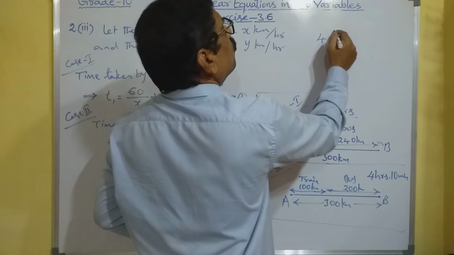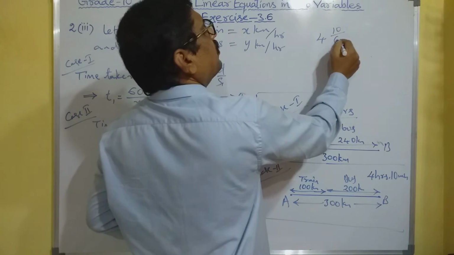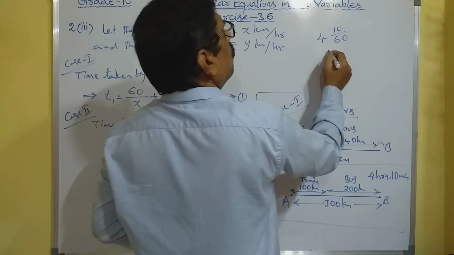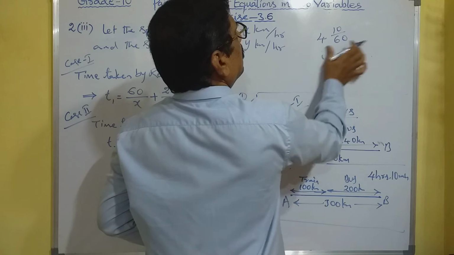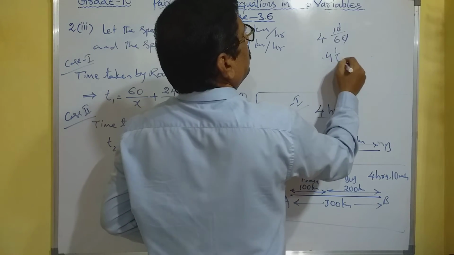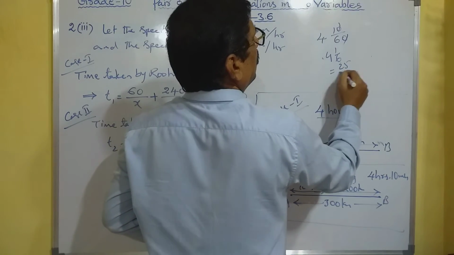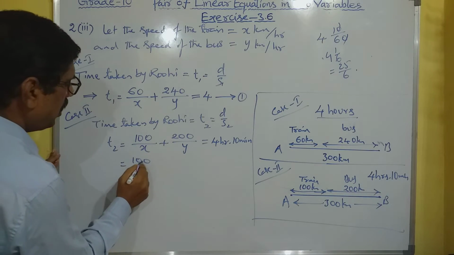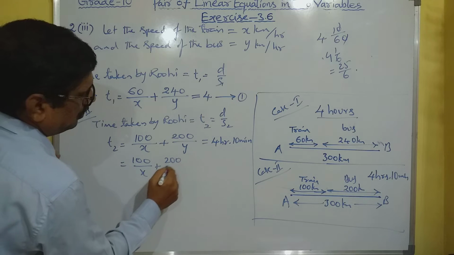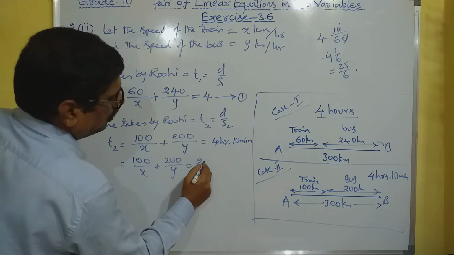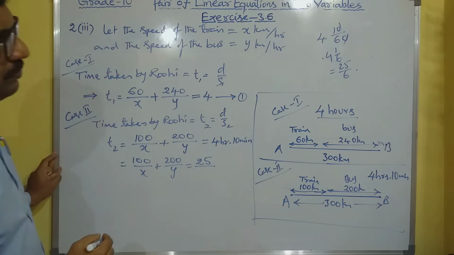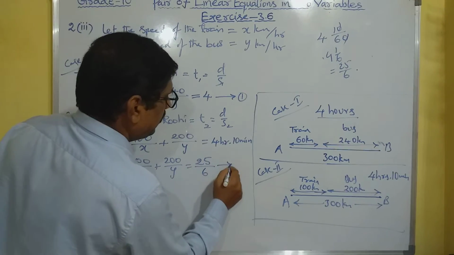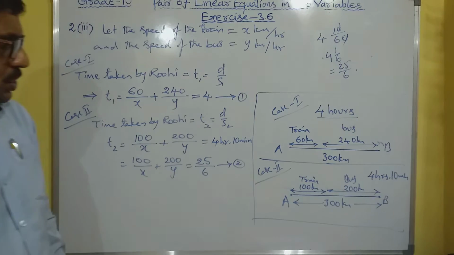4 hours 10 minutes can be converted into hours by dividing 10 by 60. So it is 4 1 by 6, 6 times 4 is 24 plus 1, that is 25 by 6. So we can write it as 100 by x plus 200 by y is equal to 25 by 6. Okay, let us take this as the second equation.